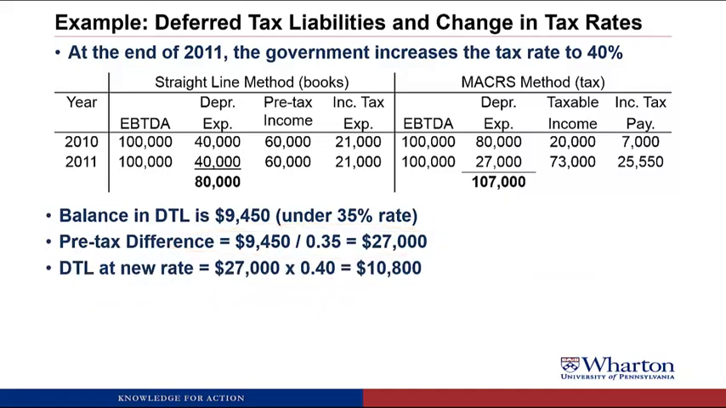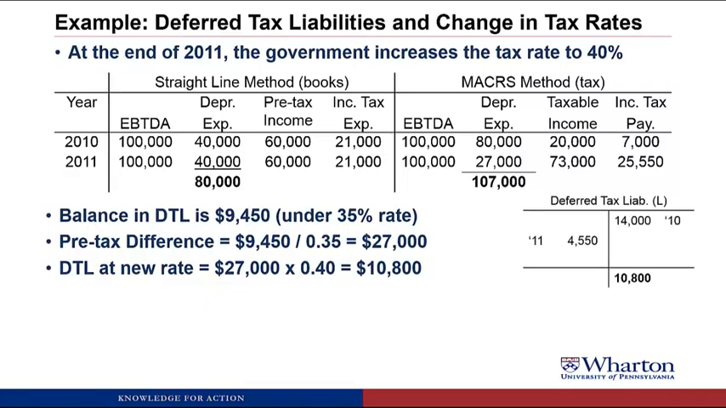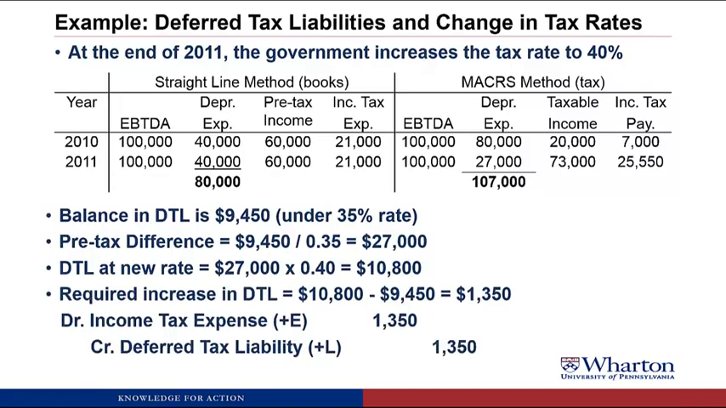Then we multiply that pre-tax difference times the new tax rate. So we're going to have to pay those extra taxes in the future, not at 35%, but at 40%, which means it's going to be $10,800 that we pay in the future. So the balance has to end up with $10,800 at the end of 2011 because of the tax rate change. So how do we get there? The difference between $10,800 and $94.50 is $1,350.